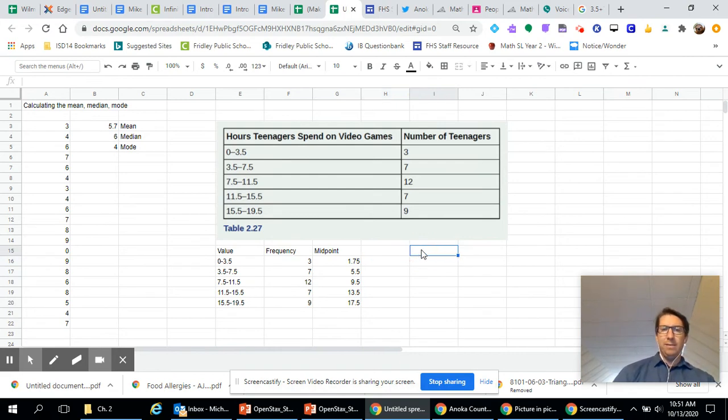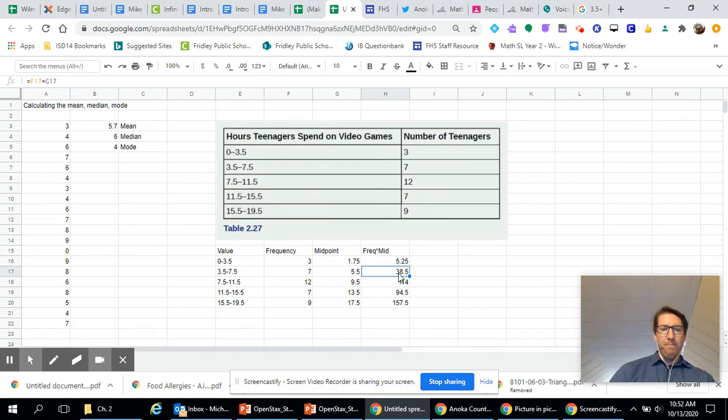So instead of writing out this data set, we would have a 1.75, another 1.75, another 1.75, and then a bunch of 5.5s. Instead of writing this data set out like that, that's really tedious. What we want to do is add up all those numbers. Remember, repeated addition is multiplication. So I'm going to take the frequency and multiply it by the midpoint. So I can write an equation here. I can take this frequency, then hit Shift 8 to get that asterisk, multiply it right there. And I can scroll that down. It's going to fill in all those spaces for me.